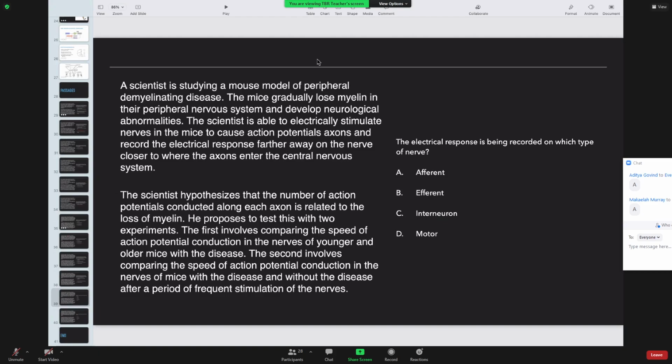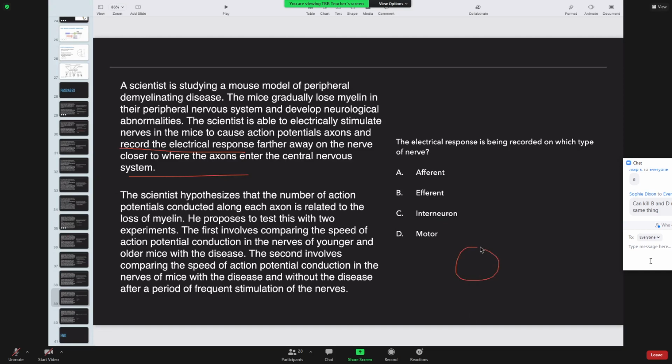All right, got a few answers. We have to find some information here because we're monitoring the electrical response. We need to search the passage to find what type of nerve. If we look through and read this, where are we being recorded? It says to record the electrical response further away on the nerve, closer to where the axons enter the central nervous system. So further away is where it's entering the nervous system.